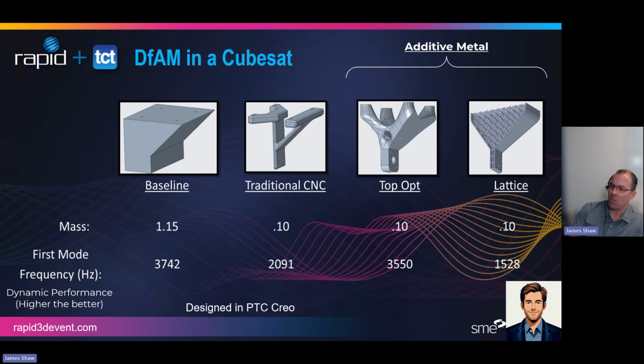And so what we're going to compare here, first on this row, is the mass. Our original mass was 1.15 kilograms. And you can see that using our software, using our CAD tools here, we have to get that mass down to 0.1 kilograms. And so you can see we successfully did that. For the traditional CNC approach, the topology optimization approach, and the lattice design, we did meet our mass goal.